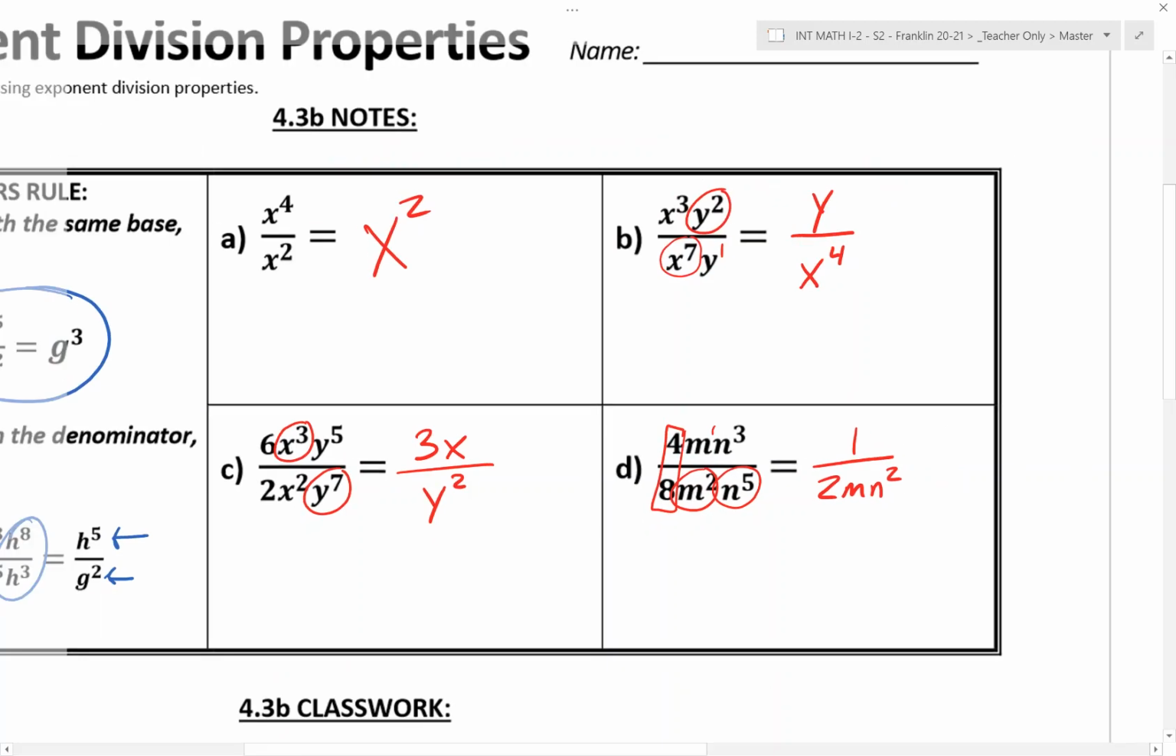So again, you're just subtracting the exponents. And if the bigger one happens to be in the bottom, make sure that's where the answer ends up.